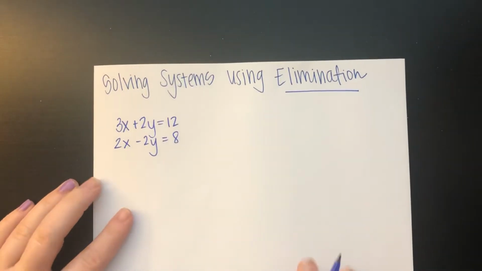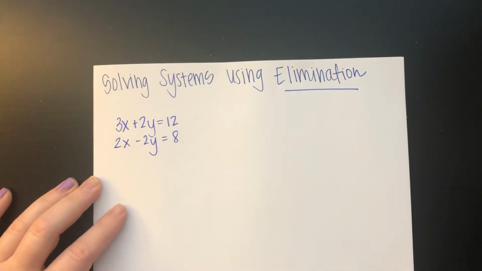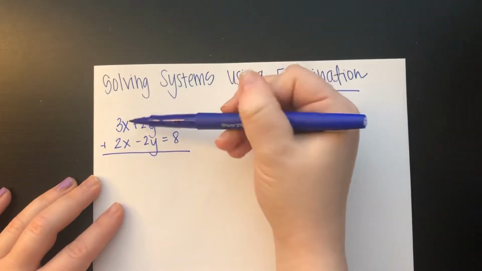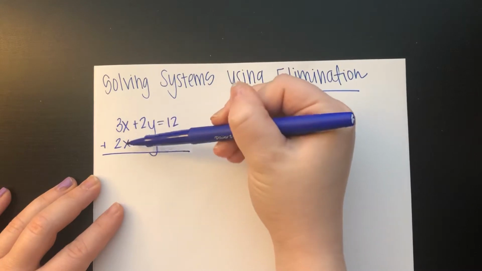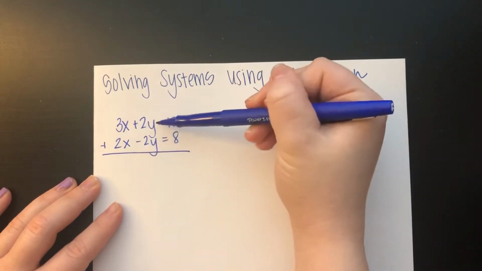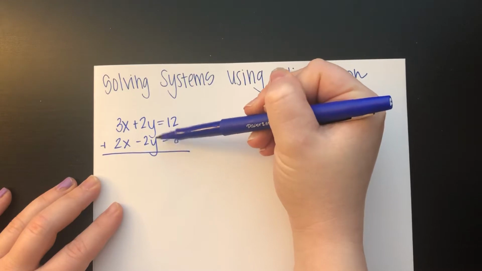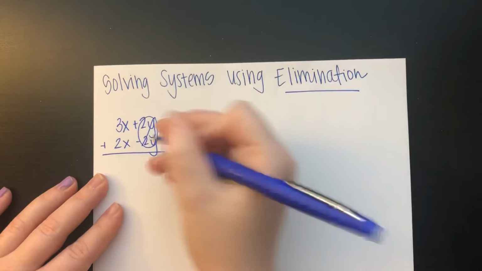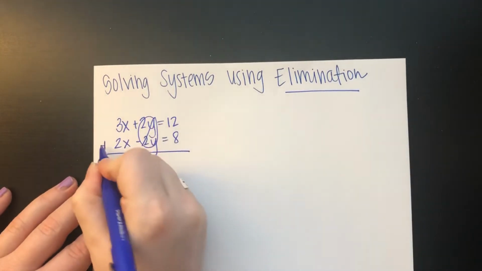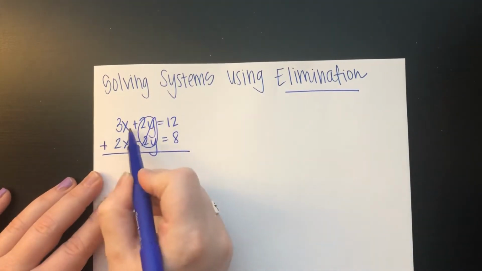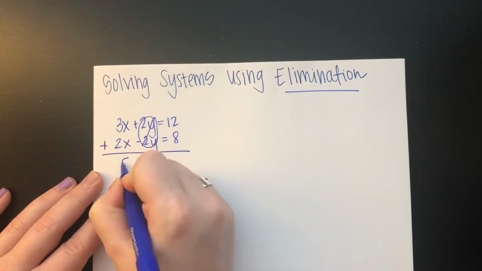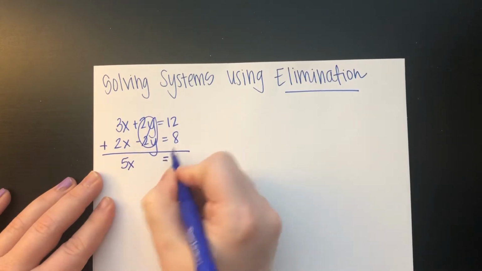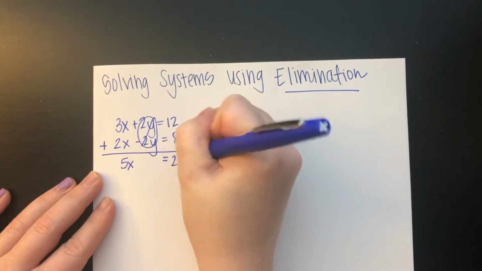Okay, so when I look at this problem, I notice there's something I can eliminate. So if I add these two things together, which of these coefficient and variables make a zero pair? 3x and 2x, or 2y and minus 2y? I know positive 2y and minus 2y really is a zero pair, or you can write 0 here. So now I'm gonna add up everything else I have here. So I have 3x plus 2x, which I know is 5x. This is 0, so I'm not going to bring it down. And we have equals 12 plus 8 is 20.